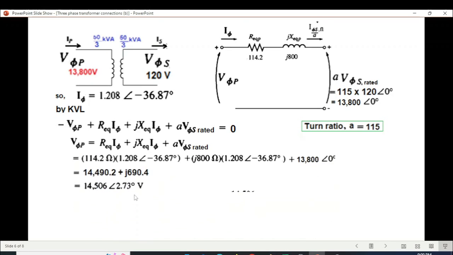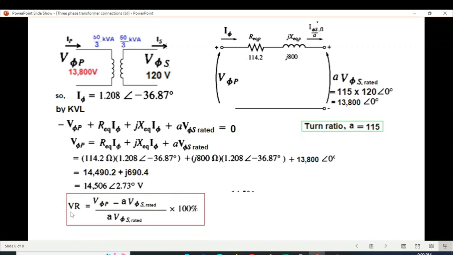Okay, so let's plug in the values. R equivalent 114 multiplied by I, this is the value of I. Similarly, value of X multiplied by I. And finally, AV phi S rated is 13.8 angle 0. Solving with the help of your calculator in complex mode, you can directly solve. So this is the answer, or this is the primary phase voltage.